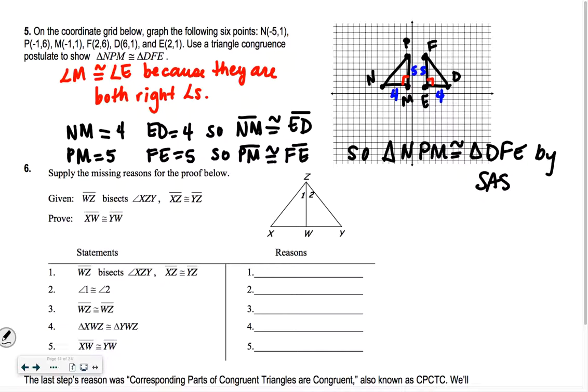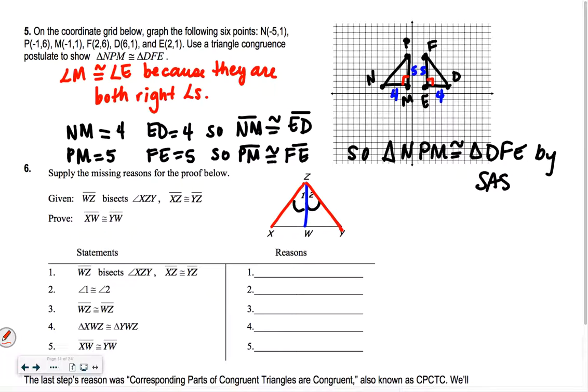So it says number 6, supply the missing reasons for the proof below. Okay, so this one's a little bit tricky because there's one more step at the end, and we'll talk about what that is. It's going to kind of lead into a section that's not the next section, but the following section. Okay, so it says given WZ bisects angle XZY. So when I use the word bisects, I know that means it cuts it into 2 congruent pieces, right? So that means that this angle right here is going to be congruent to this angle right here, because I knew WZ bisected angle XZY.